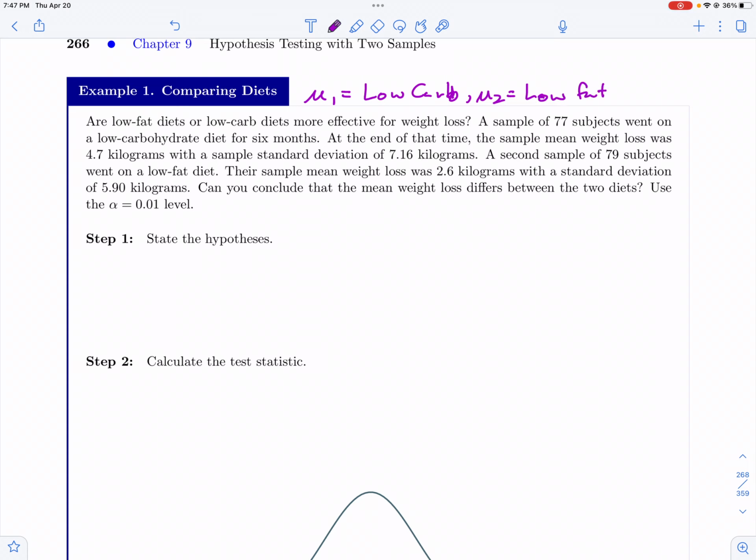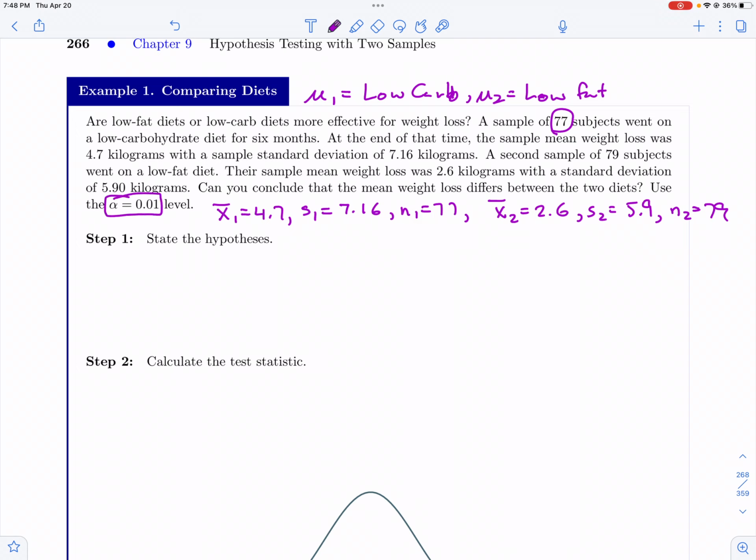Let's jot down everything that we need to know. Our sample mean for the low carb was 4.7 with a sample standard deviation of 7.16, and our n for that was 77. Then for our second sample of 79 subjects who went on a low-fat diet, their mean weight loss, x2, is equal to 2.6 kilograms with a sample standard deviation of 5.9 and an n of 79. And we're looking at an alpha of 0.01 for this one. I think we've got everything written down that we need, which is good.